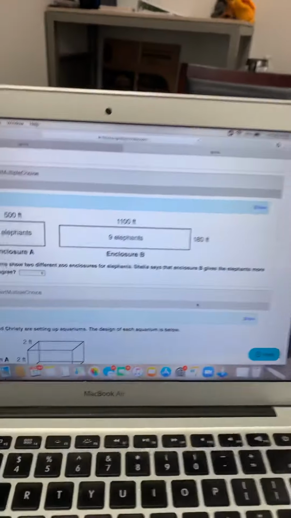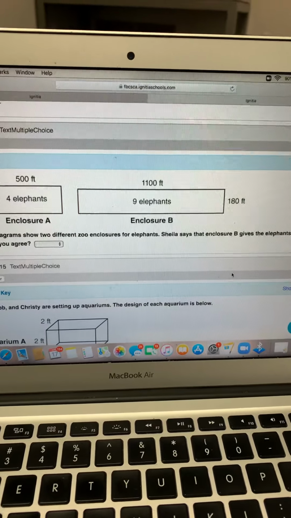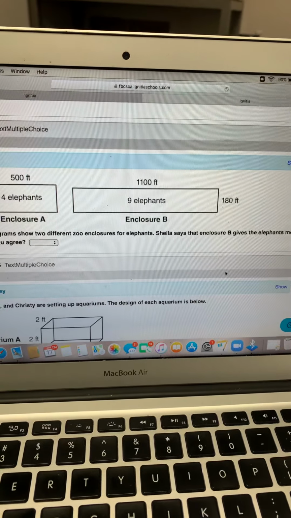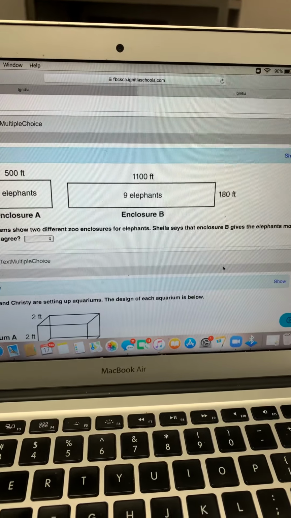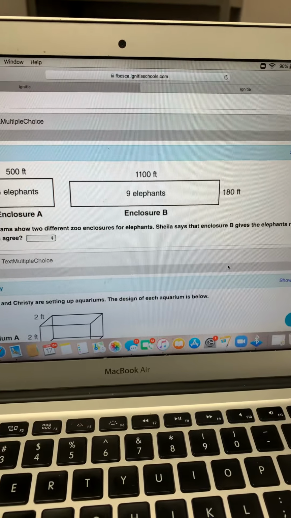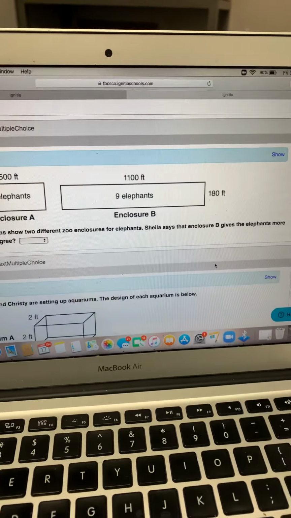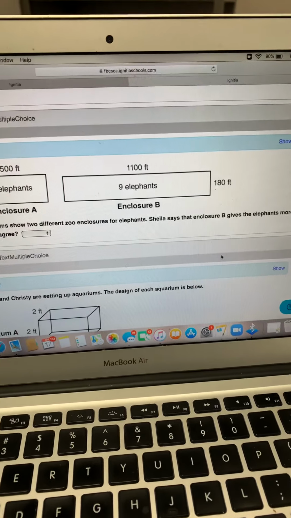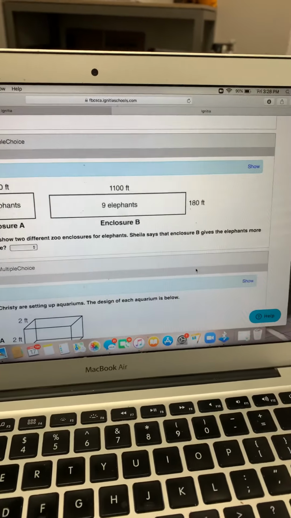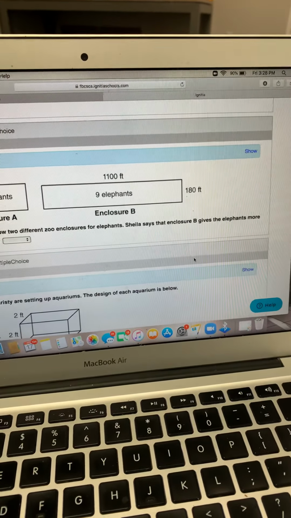Okay, well, look at the area of enclosure B. So 1,100 times 180. Yeah, there is a larger area in that rectangle. It's 198,000. We're going to divide that by 9. And this gives you 22,000 feet squared.